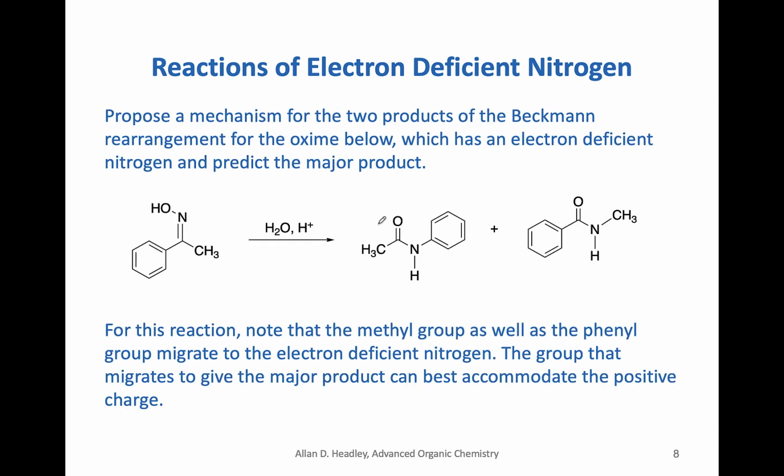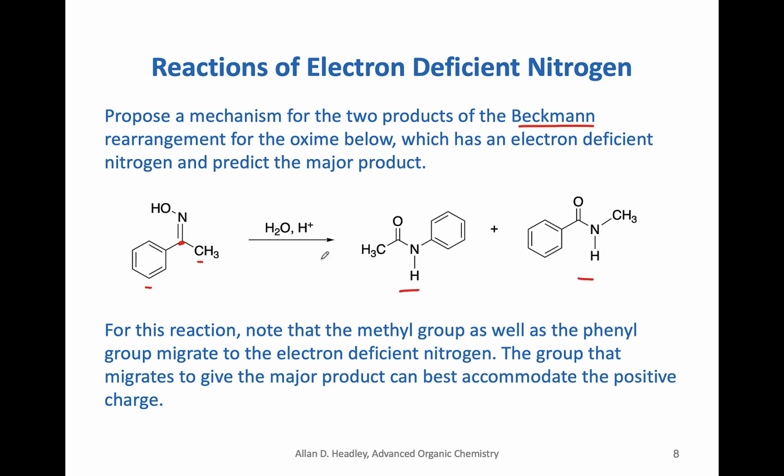Okay, as you can imagine, there are two possible migrations. So let's put two different groups on the oxime here. So we have a carbon, a methyl group, and a phenyl group. Now for the Beckmann rearrangement, the same rearrangement of the oxime in an acidic medium, it's possible to have both groups migrating, not at the same time of course, but separately, which means that we'll have two possible products here.